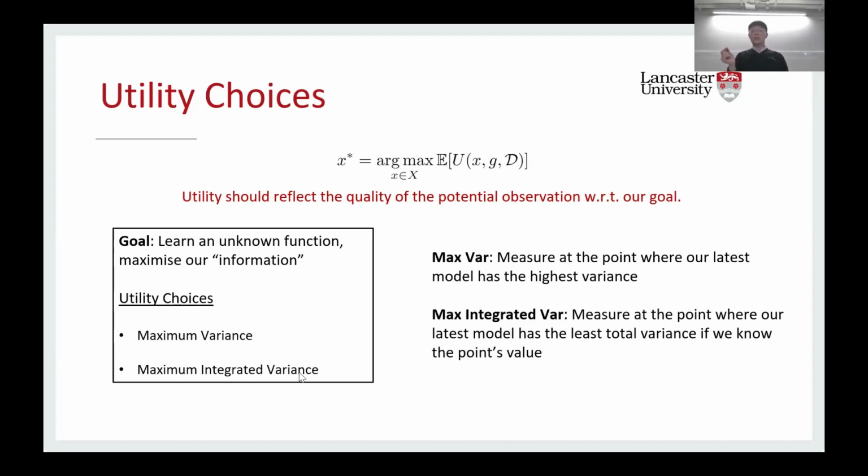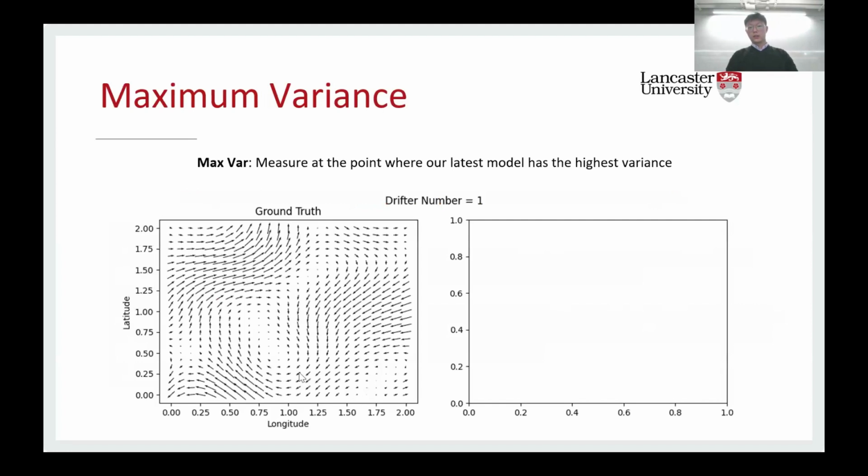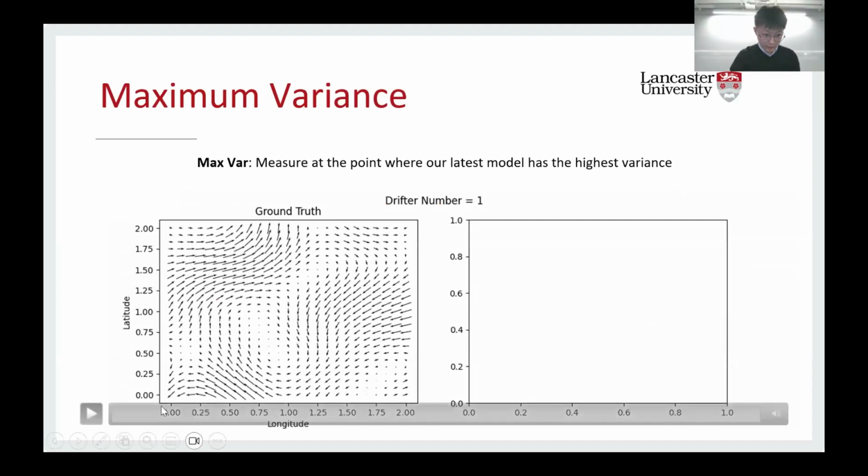Or we can do maximum integrated variance, which is slightly smarter. We have a GP, and we have some data for each point. Assume we observe at some particular new point, and we refit our GP with that new potential observation. How will the total variance change before and after making that hypothesized observation? We do that across all the potential observation points, and then we compare from there. So let's implement them here.